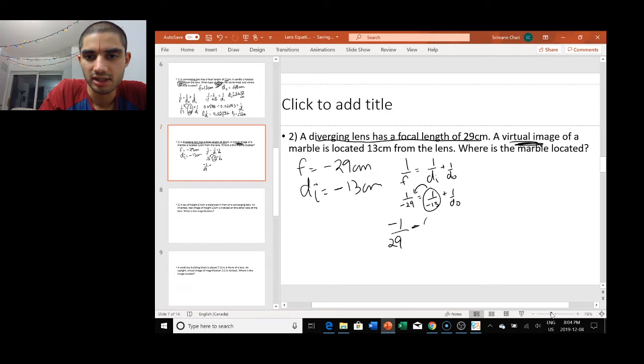So here 1 over DO equals negative 1 over 29 plus 1 over 13. 1 over DO equals, what is negative 1 over 29? Negative 0.03448 plus 1 over 13, which is 0.0769.